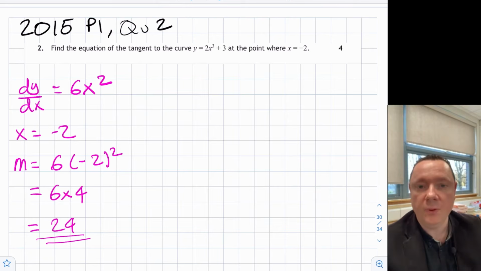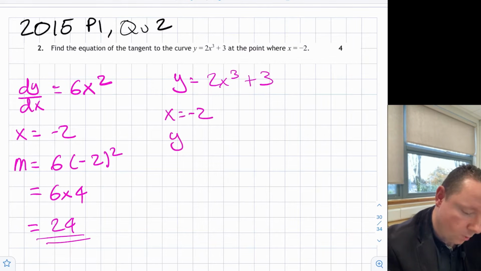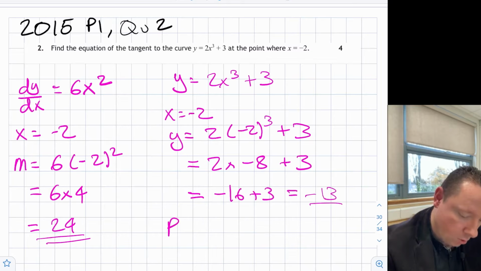We've now got our gradient, but we need a point. So getting our point, y equals 2x cubed plus 3. So at x equal to minus 2, y equals 2 times minus 2 cubed plus 3. That's 2 times minus 8, add 3. That's minus 16, add 3, which is minus 13. So our point is just minus 2, minus 13.